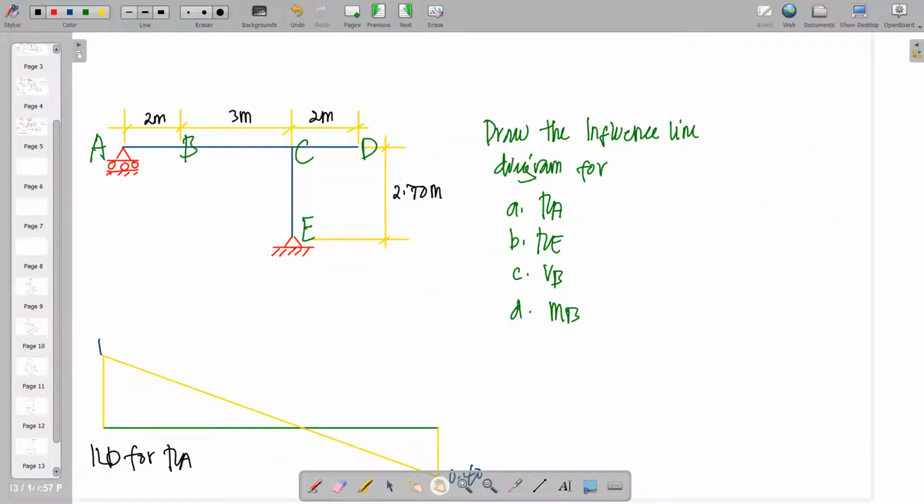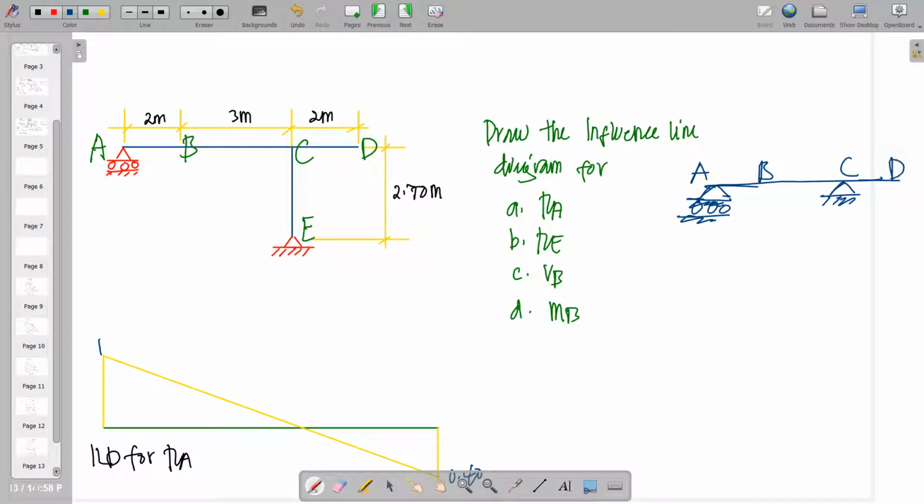Okay, so moving on to this problem. We have here a frame, but your loading is still vertical. So this is similar to a beam that is supported by a roller. So this is a roller. Just transfer the pin connection here, and there will be an overhang here. So this is A, B, C, and D.